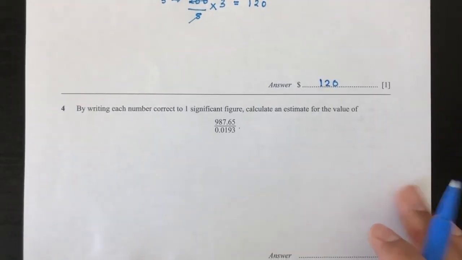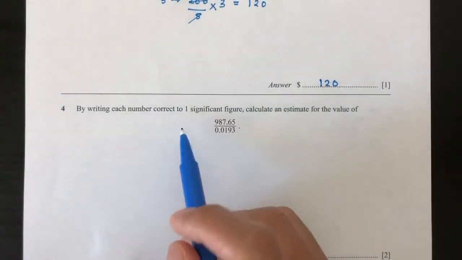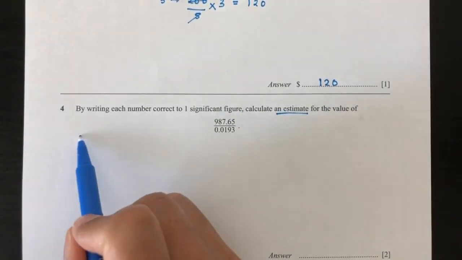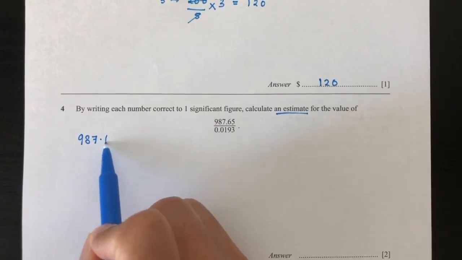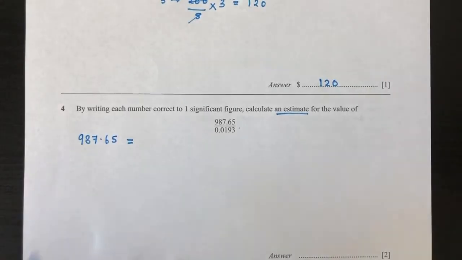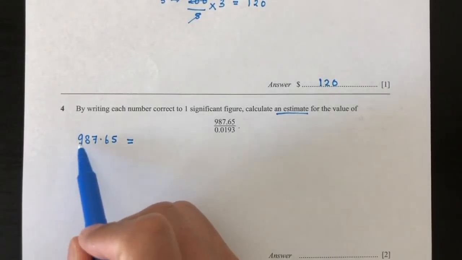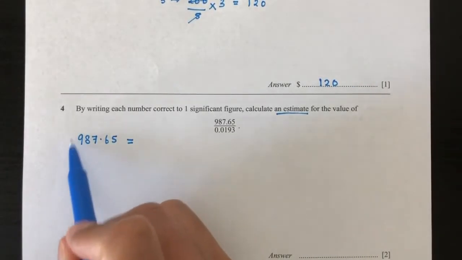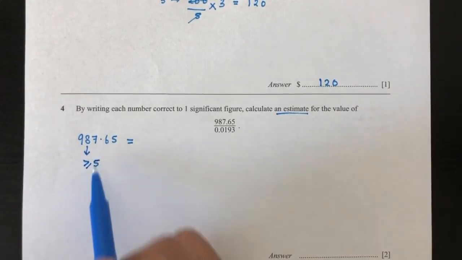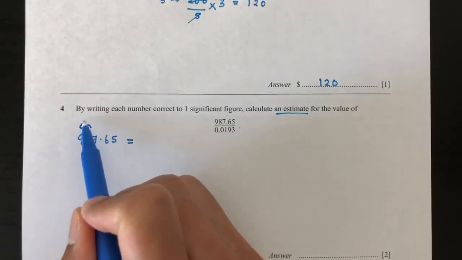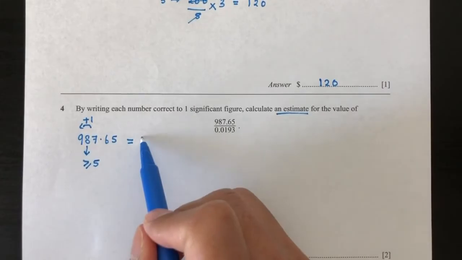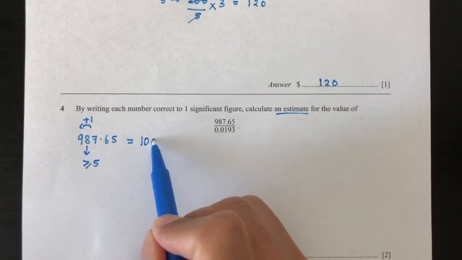Now for question number 4, by writing each number correct to 1SF, calculate an estimate for this fraction. The first number we have is 987.65. If you want to write this down correct to 1SF, you have to check. We first leave this number by itself because it is one number, 1SF. Then for this number, you ask yourself, is it more than or equal to 5? If it is, then you have to add 1 to the first one. So 8 is more than 5, so you add 1 to 9, you get 10, and the rest becomes 0.